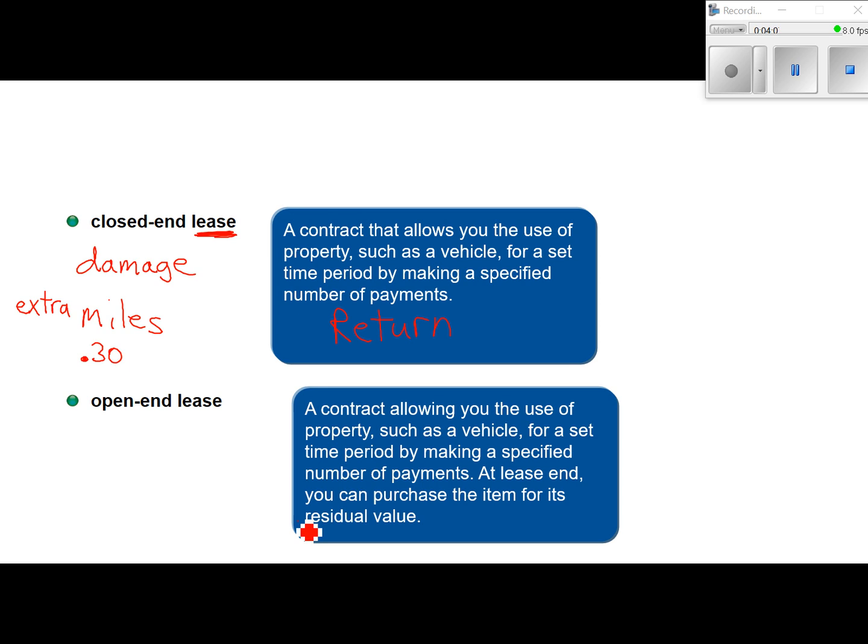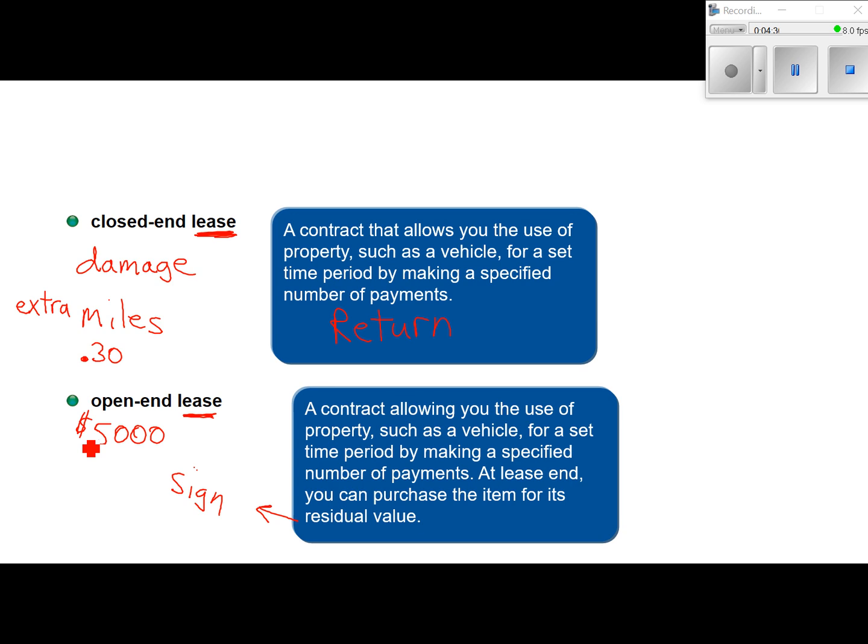An open-end lease is the same idea, except at the end of the lease, you can purchase the vehicle for its residual value, and this residual value will normally be decided at the time that you sign the lease. So in that contract, there'll be something saying, at the end of this lease, this car we think is going to be worth about $5,000, and they would allow you to then purchase that car for the $5,000.